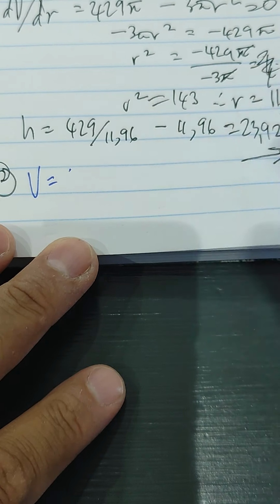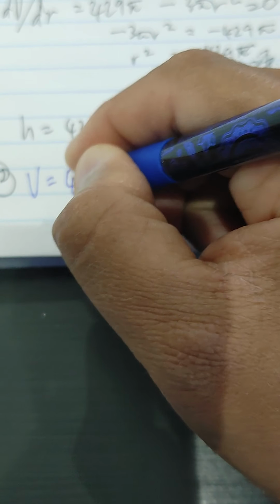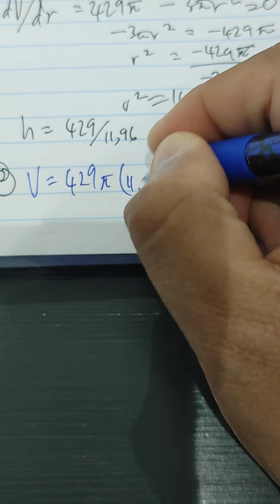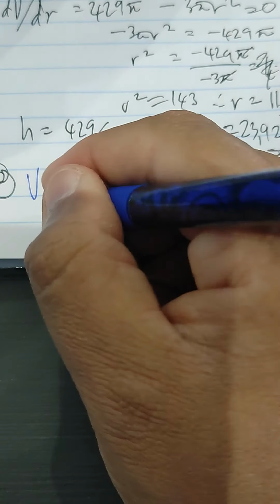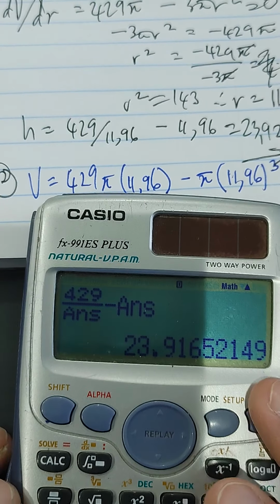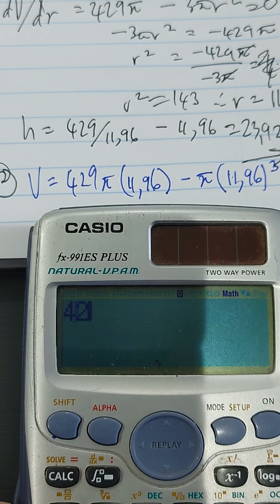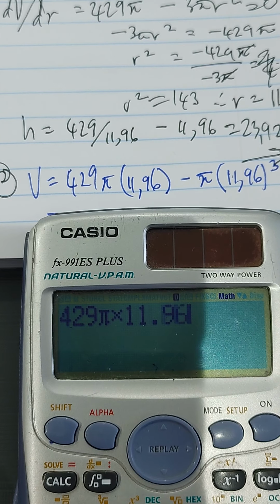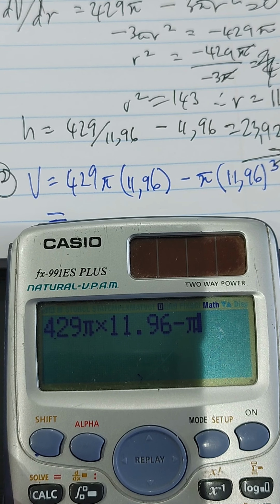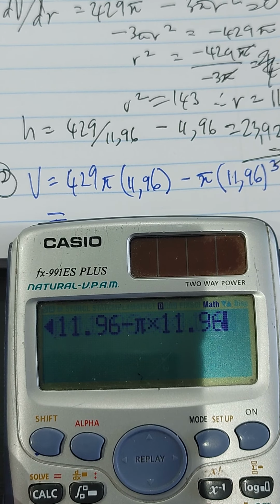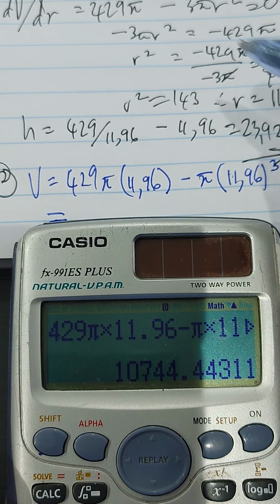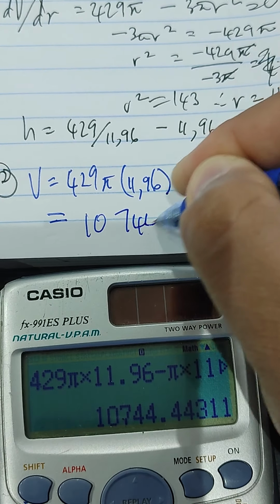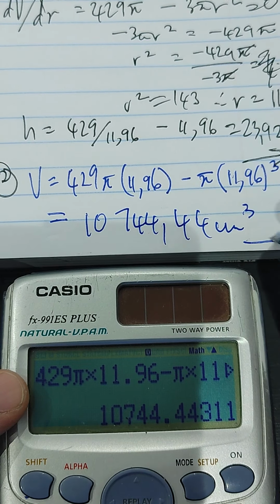So the volume is going to be 429 pi times your radius 11,96, minus pi times your radius 11,96 cubed. We punch that in the calculator: 429 pi times 11,96 minus pi times 11,96 cubed. That gives you 10,744,44 centimeters cubed.